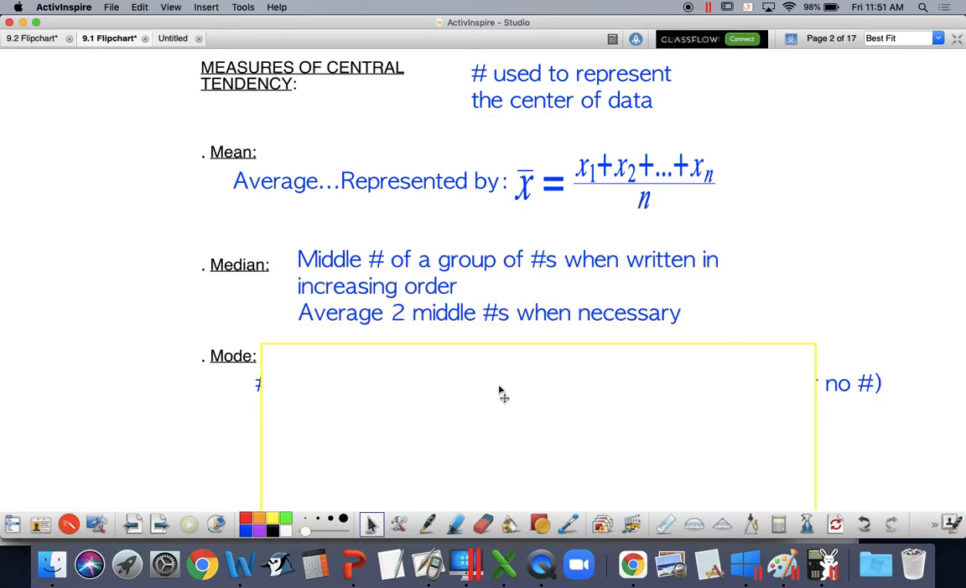The next one is our median, and that's in the middle. So we've got to put everything in order, usually in increasing order, because that's just kind of how our minds operate. And then we find the middle.